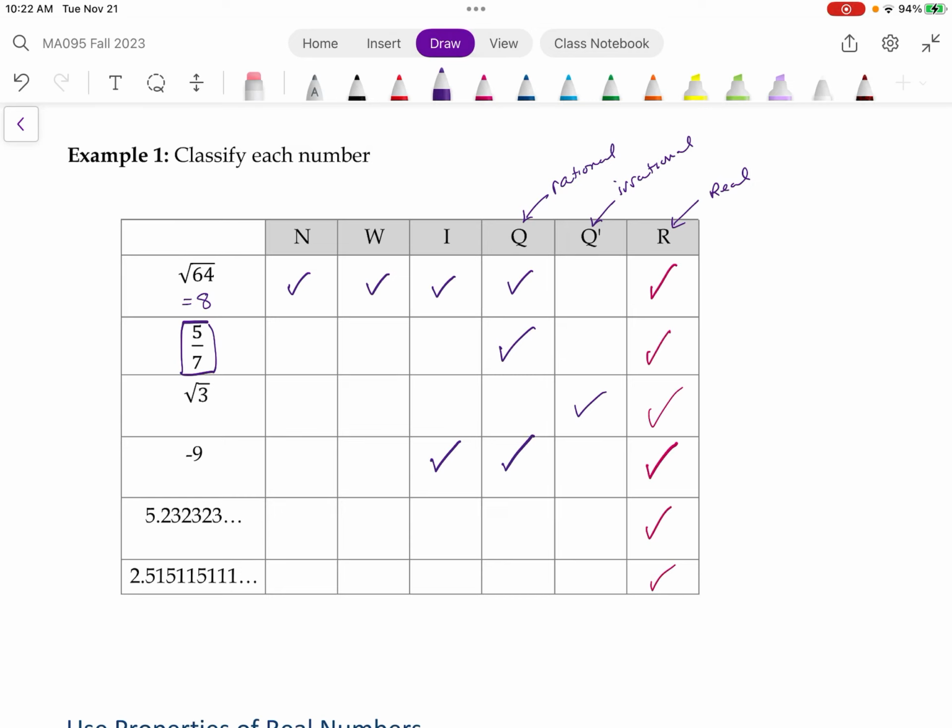All right, 5.232323 can also be written as 5.23 with a bar over the 23. Since it repeats, it's rational, but since it has decimals in it, it's not natural, whole, or an integer. The next one is 2.515115111. There's nothing repeating about that, so that is irrational. If I put pi in here, that is also irrational, and of course it's real.